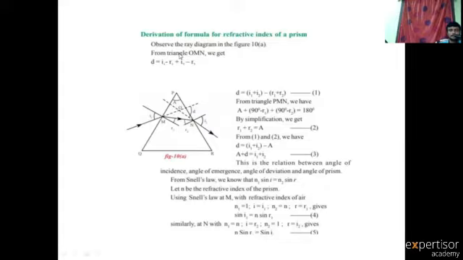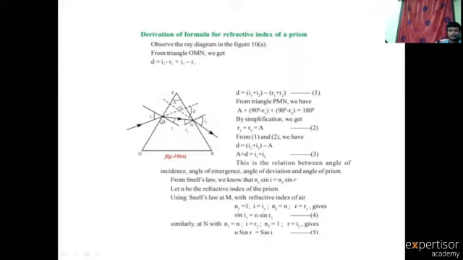Now we'll discuss the derivation of the formula for the refractive index of a prism. Observe the ray diagram in this figure. Here, this is the prism. Consider the points M and N. Consider the normal lines N1 and N2. The prism angle is A.